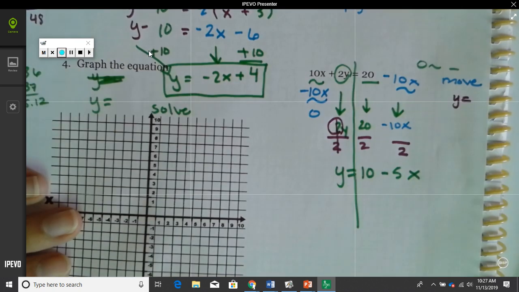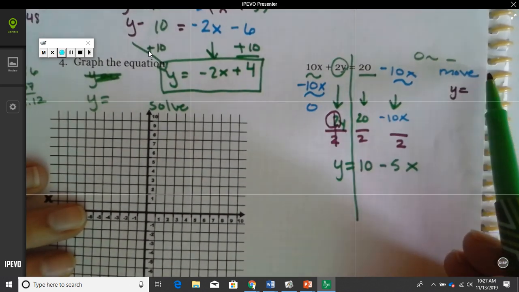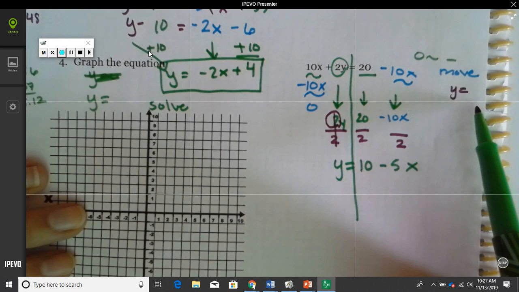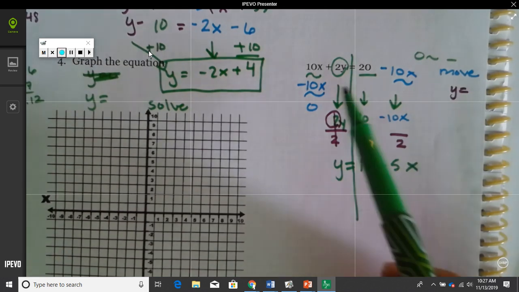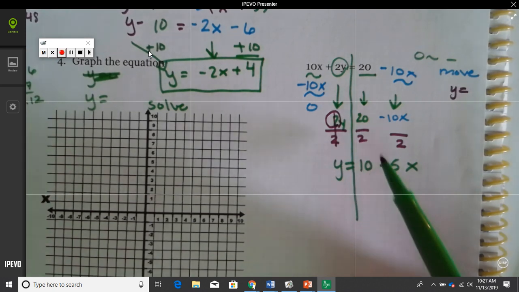Yep. So what I did was, the first thing I did was squiggly, circle, underline, I moved it, and then I divided. Those are my 3 things that I did. I moved it, and then I divided by 2. That's all I'm doing. Literally 2 things that I'm doing.